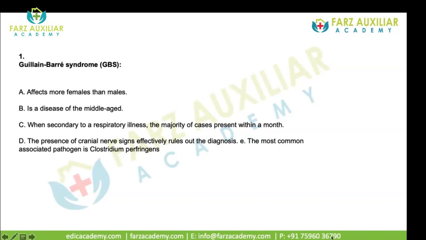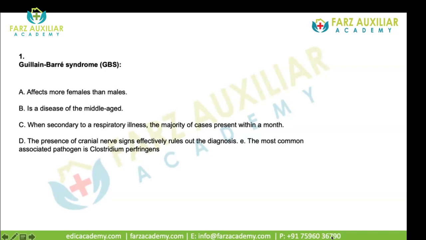For example, the question will be asked for Guillain-Barré syndrome. The options will be displayed like this: it affects more females than males; is a disease of the middle aged; when secondary to a respiratory illness, the majority of the cases present within a month; the presence of cranial nerve signs effectively rules out the diagnosis; and the last option, the most common associated pathogen is Clostridium perfringens.